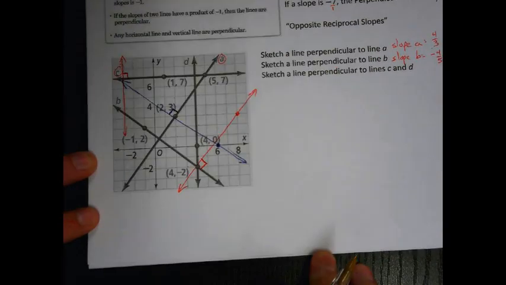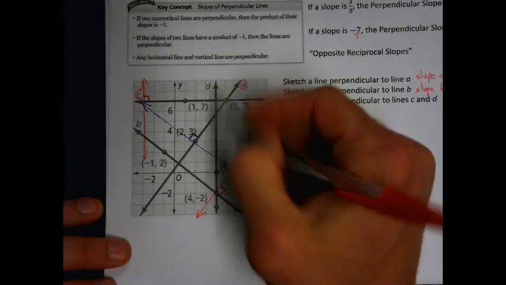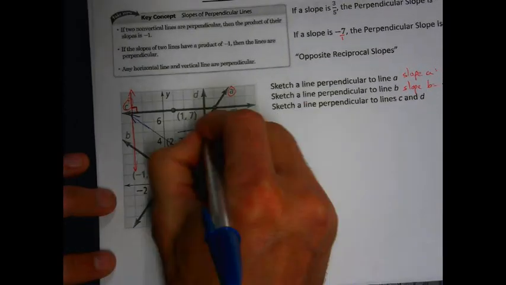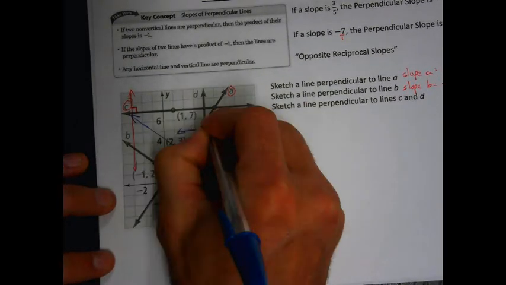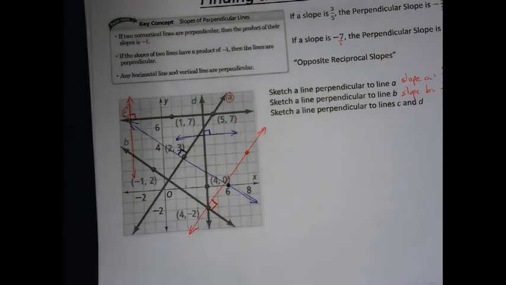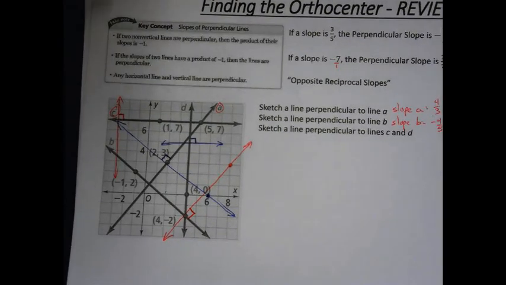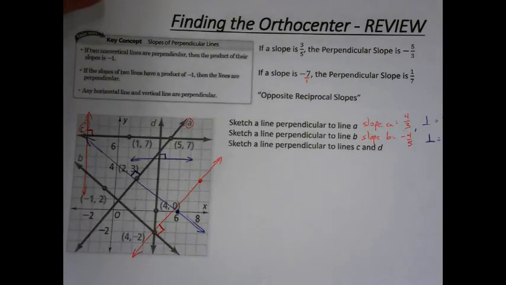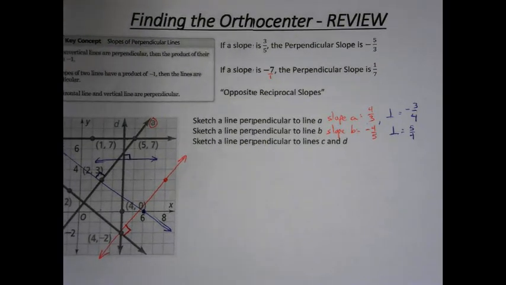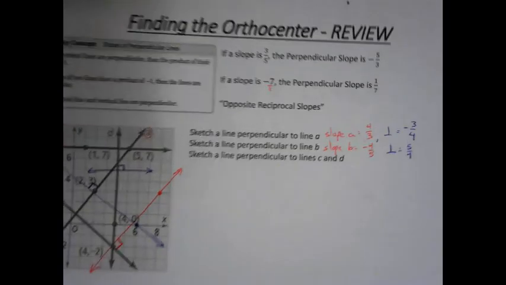And then line D is vertical. Any horizontal line would be perpendicular to line D. So I'll draw a line right here, and that is perpendicular to D. Okay, so that's review for slope, and that's going to help us with the orthocenter. If this was confusing, I know some of us have struggled with basic algebra, so this is a great opportunity to pause and rewind. Make sure you understand this.